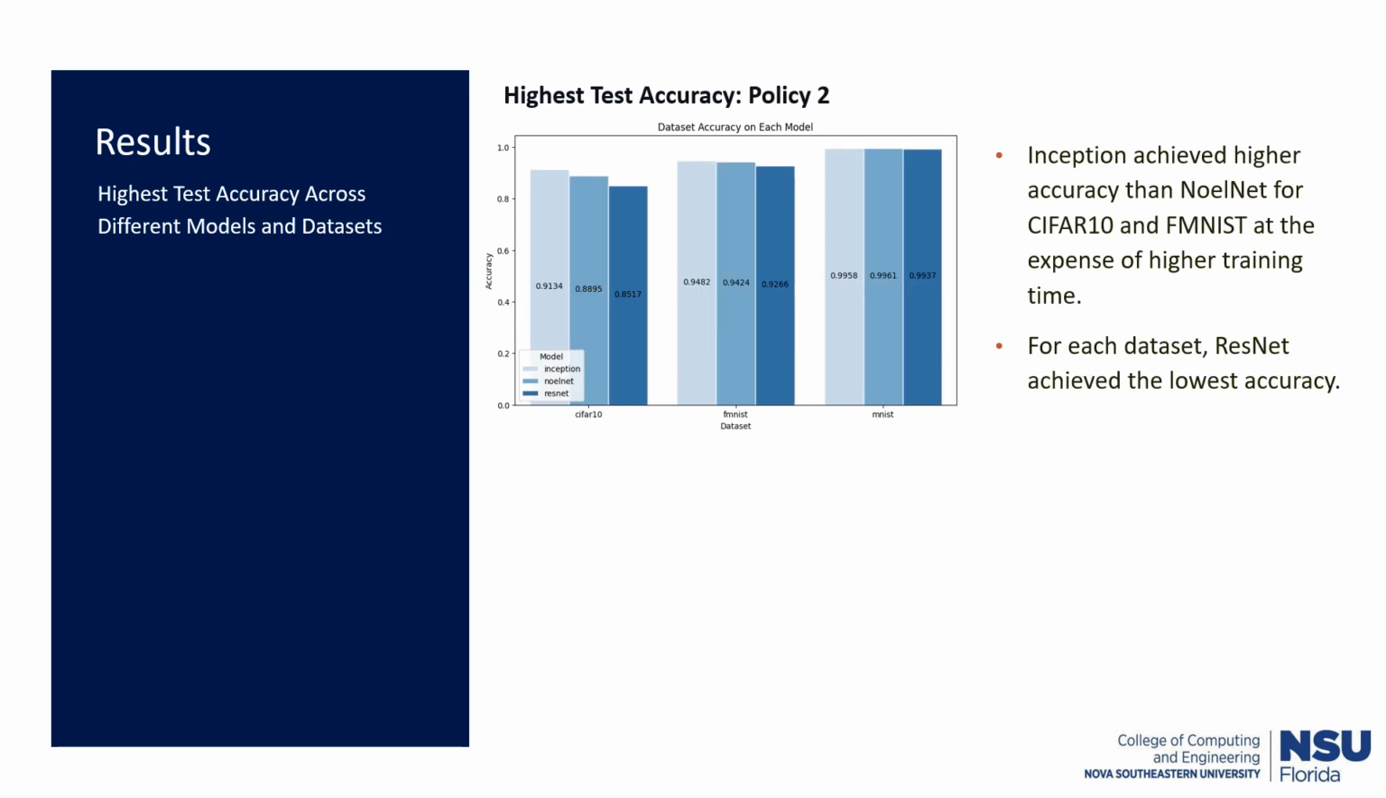In terms of the highest test accuracy, policy 2 consistently resulted in the highest accuracy, and we see that the Inception network achieved the higher accuracy on CIFAR10 and FMNIST, at the expense, however, of higher training time. For each dataset used, we saw that ResNet achieved the lowest accuracy.